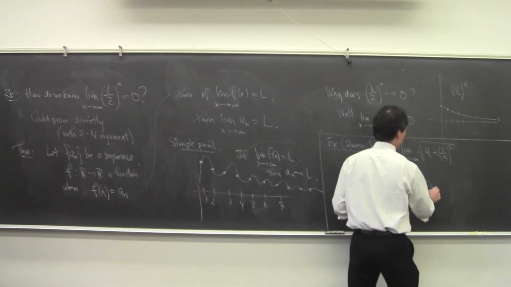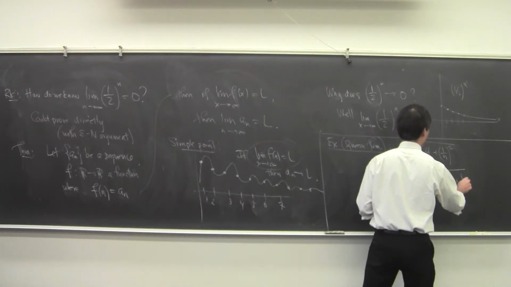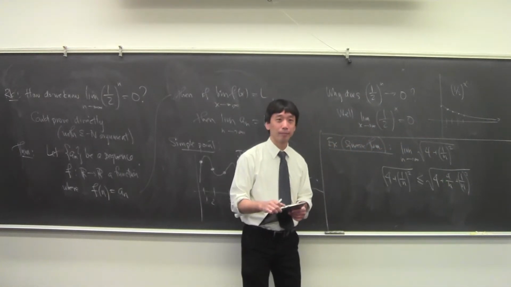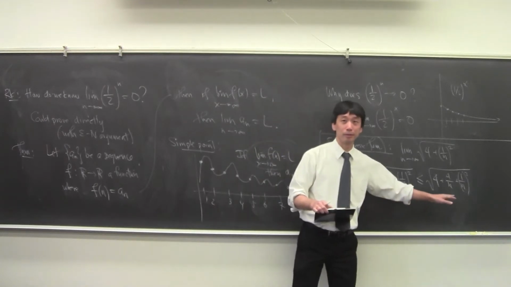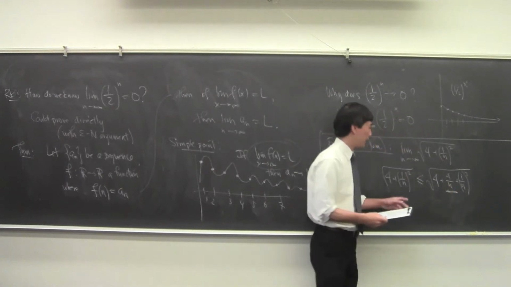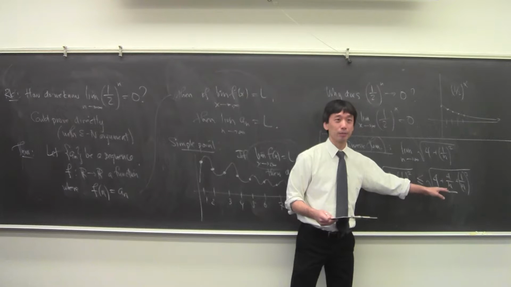That is less than or equal to the square root of 4 plus 4 over n plus 1 over n quantity squared. Right? Because I'm just making it bigger. I threw in a 4 over n, so it just became bigger.